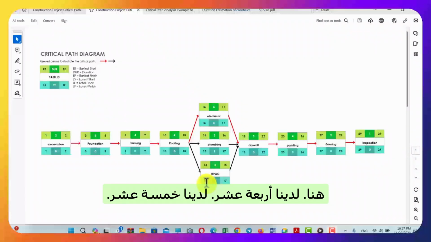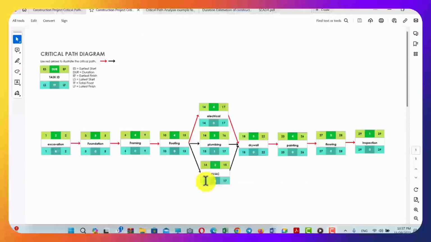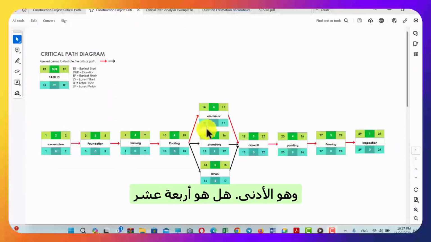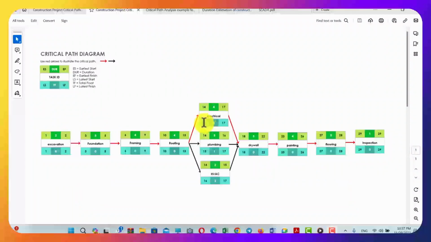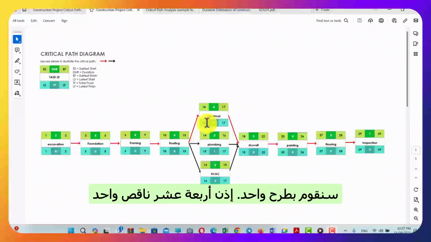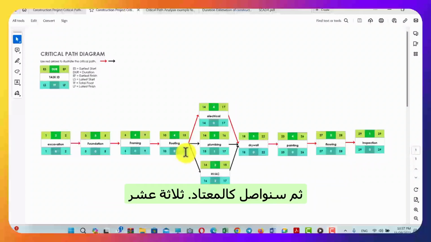Again, concentrate here. We have 14, we have 15, we have 16. Which one to choose? This time we'll choose the least one. Which is the lowest? Is it 14, 15, or 16? It's 14. This is the lowest, so we'll choose the lowest number. We'll subtract 1. So 14 minus 1 is 13. So 13 will come here. Then we'll continue as usual.